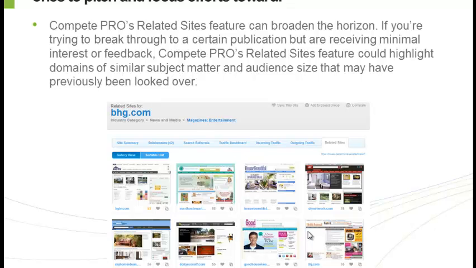First things first, it helps to determine which publications, which sites are right for you to focus your efforts. The best report to do this, aside from using the categories to prospect, is to use Compete Pro's related sites feature. If you're trying to break through into a certain site but you're receiving minimal interest or feedback, the related sites feature can highlight domains of similar subject matter, audience size, and content matter that you may have previously looked over in the past.